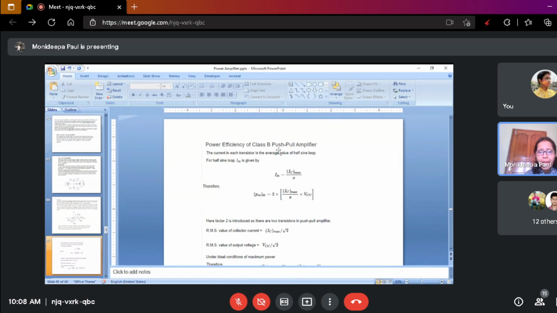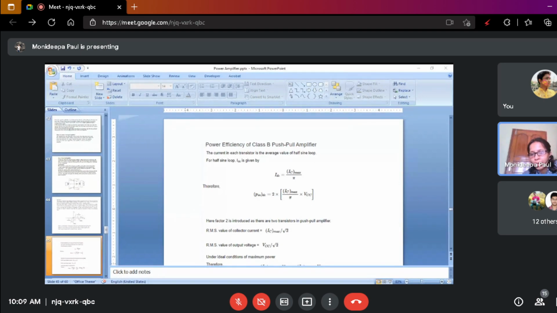This is the power efficiency of the class B push-pull amplifier. In the push-pull amplifier configuration, we use two transistors. So input power of only one transistor is VCC into IC max by pi. For two transistors, multiply by 2. Up to this, any confusion? Any confusion why we multiplied by 2? Due to the presence of two transistors.